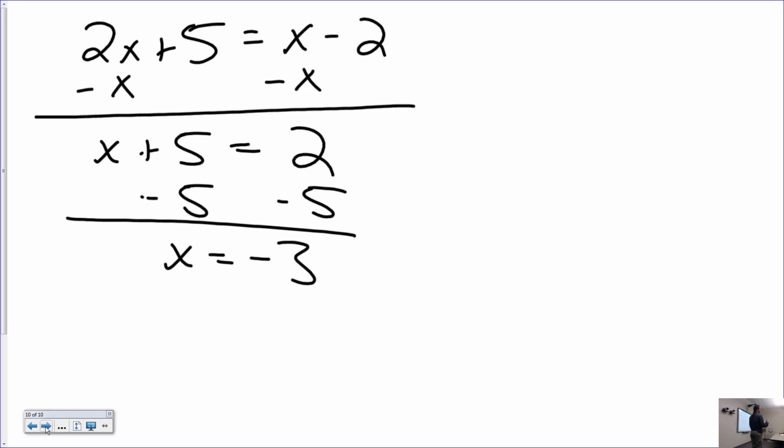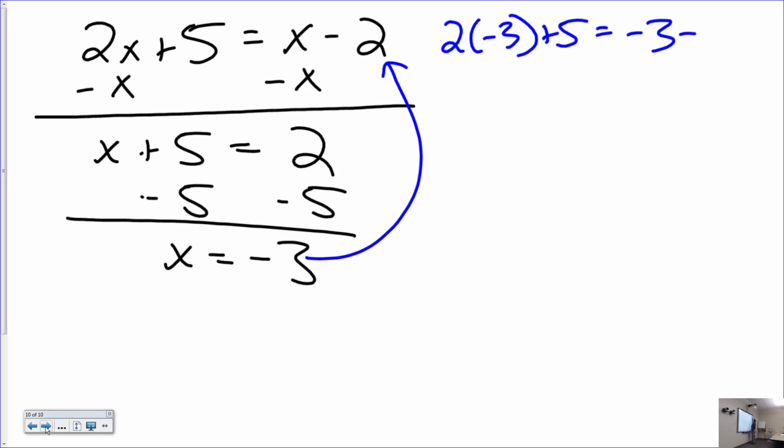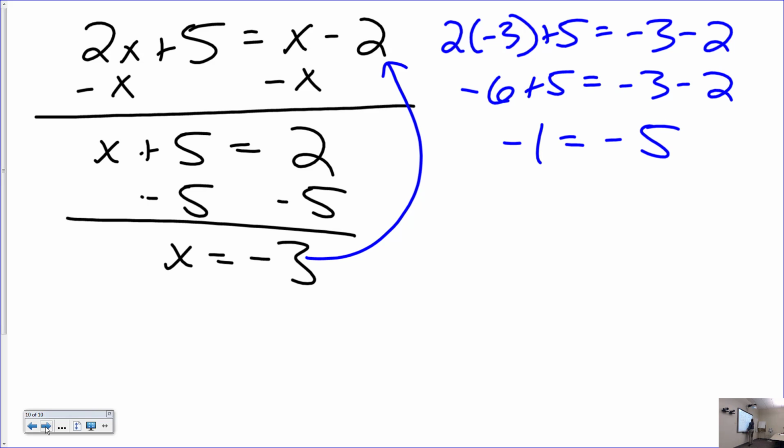Yes, because I didn't put the -2, but so what? Who cares if the -2 is 2? It doesn't work, right? The whole point is when you plug this back in, it won't make the equation true. When you plug the numbers in, right? When you say 2 times -3 plus 5 equals -3 minus 2, are those two numbers on each side the same? Well, this is going to turn into -6 plus 5. This is -1. This is -5. It's not the same number. That's when you know you made a mistake.